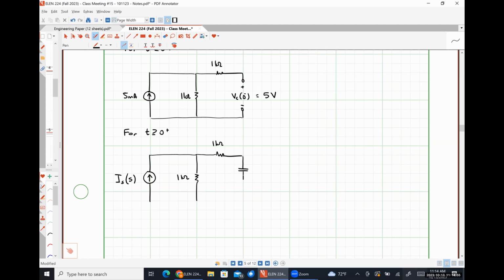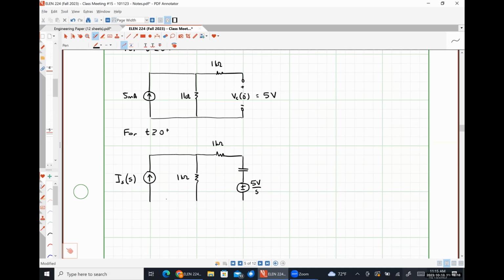So I could choose to do this with a capacitor in parallel with a current source or a capacitor in series with a voltage source. I'm going to choose to do a capacitor in series with a voltage source. Okay. Where this voltage will be the initial condition, so 5 volts divided by S.